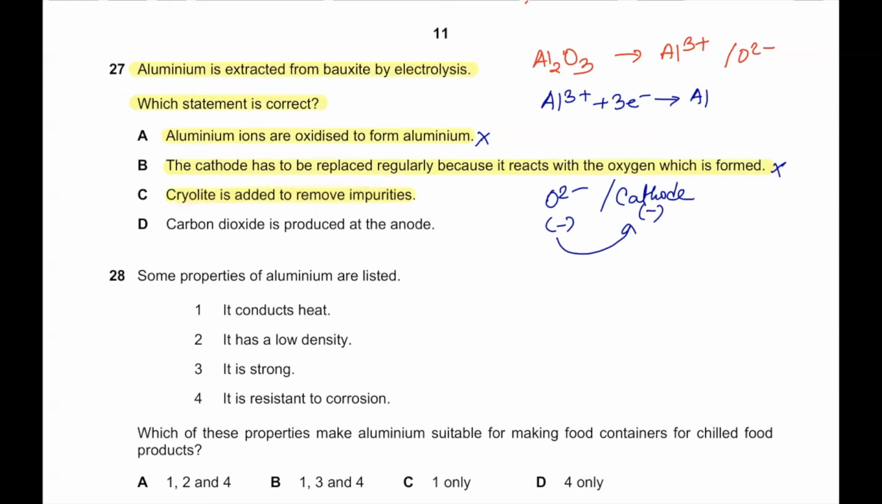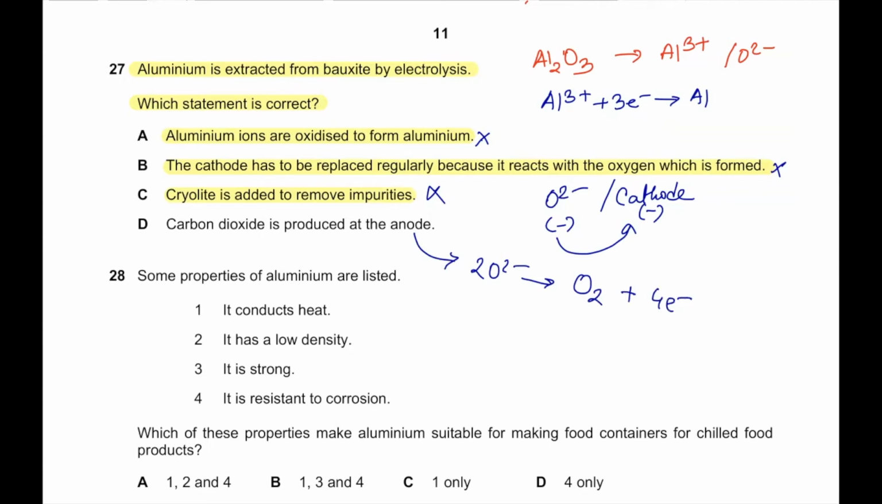Cryolite is added to remove impurities. We know that cryolite is added to lower the melting point. Cryolite acts like an impurity, so it doesn't remove impurity. So this is a wrong statement. Carbon dioxide is produced at the anode. Yes, guys, at the anode, basically what happens is that 2 O2- ions arrive at the anode and they get oxidized to oxygen and release 4 electrons.